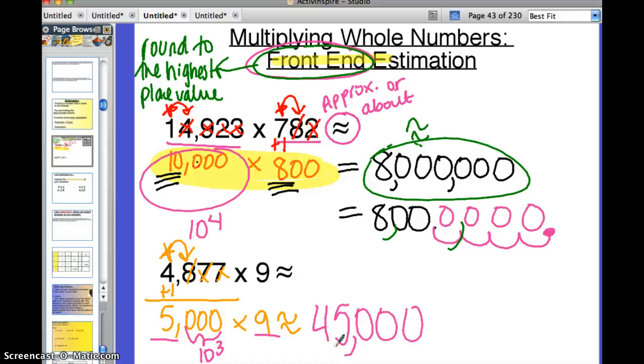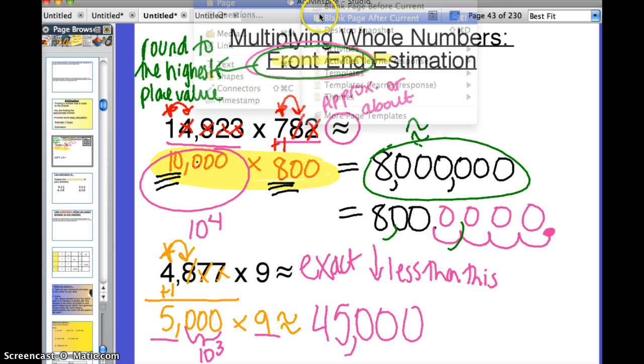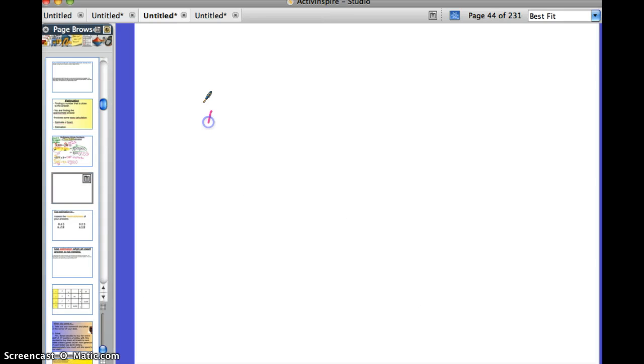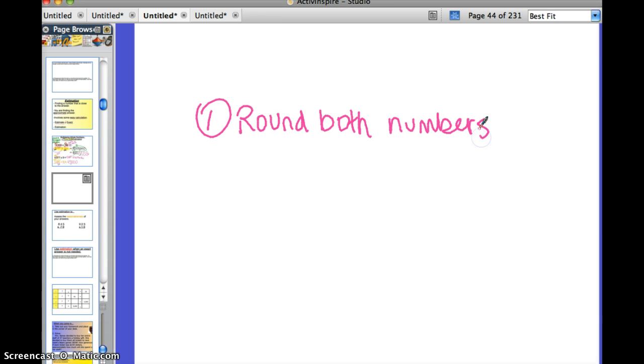For this particular problem, because we rounded up, I would expect our exact answer to probably be less than this because we rounded up. So again, the steps involve 2 skills that you already know how to do, right? One of them is to round both numbers to the front end or to the highest place value.